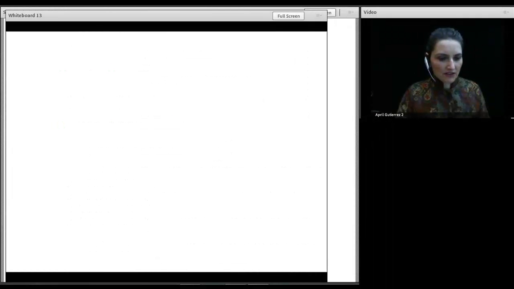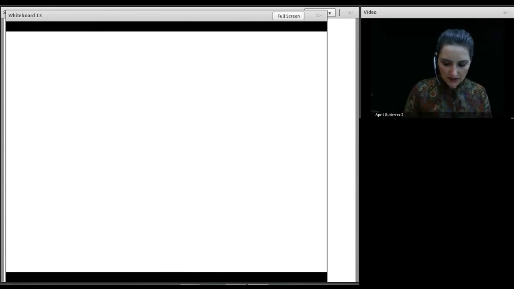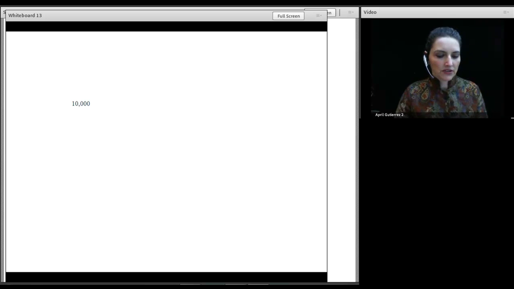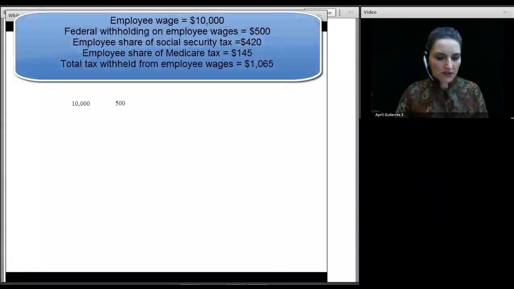So let's just suppose we have an employee who has been paid $10,000 on their W-2 for the year. That's the gross amount that they've been paid. If you can just picture the W-2, box 1 is $10,000. Box 2 is their federal withholding, and let's just suppose we held out $500 of federal withholding during the year. And then, of course, we have Social Security withholding, which for 2011 would be $420.